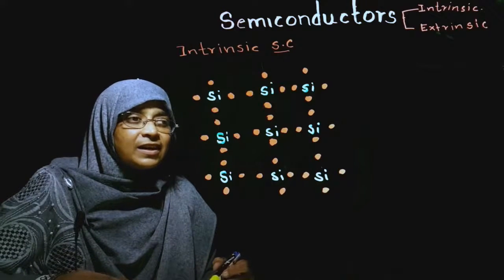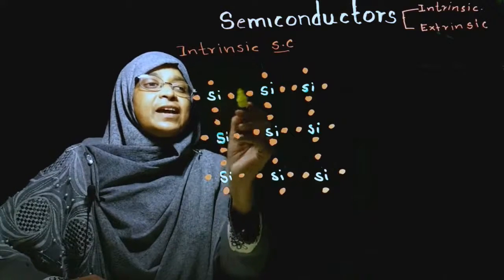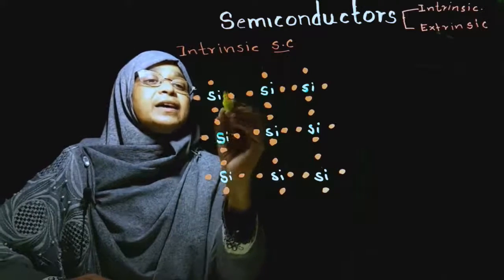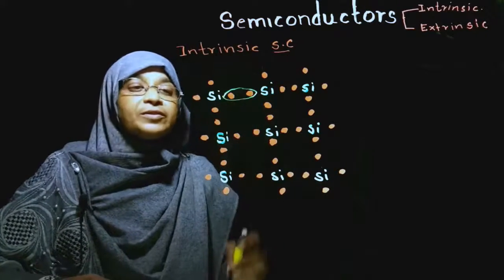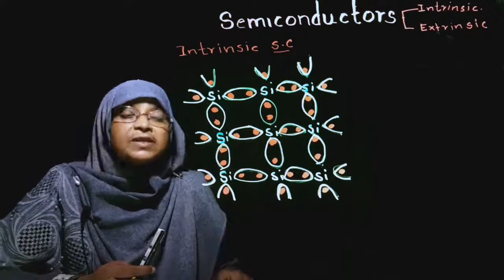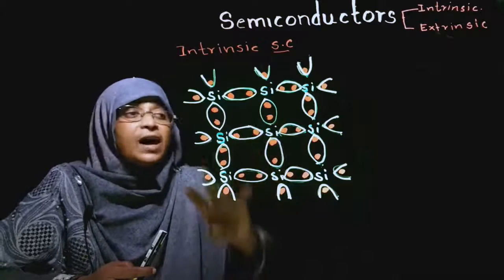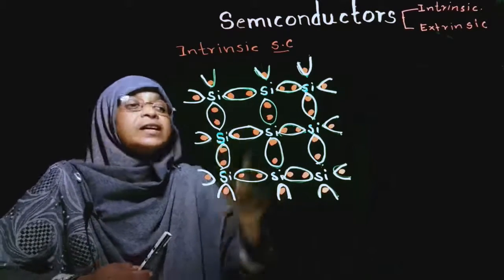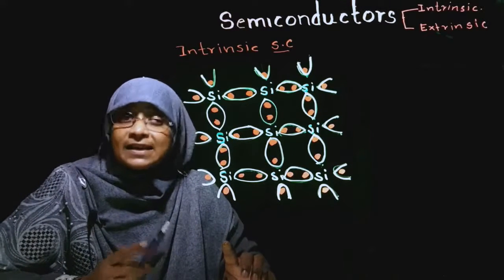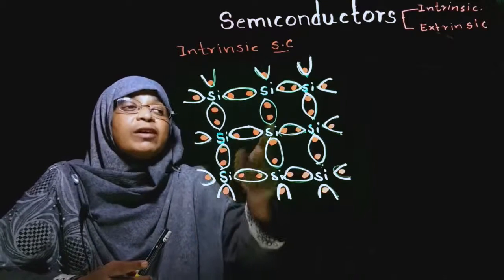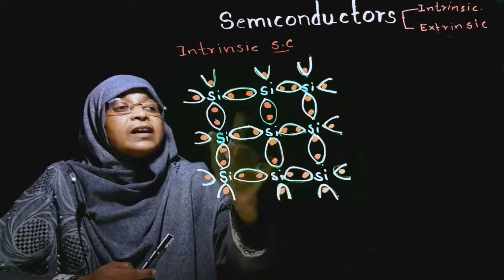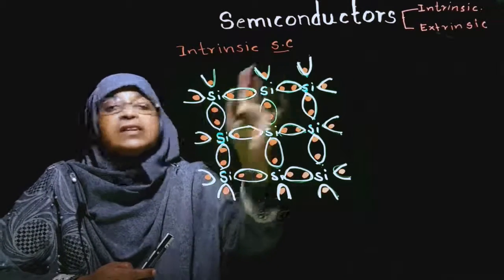Now here we can see these outermost shell electrons are making bonds, covalent bonds. Now we can see every silicon atom making covalent bonds with 4 other atoms around it. Here 2, 4, 6, 8. So the silicon atom gets a stable electronic configuration. Now we can't see any free electrons here.